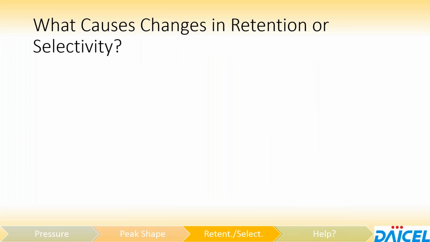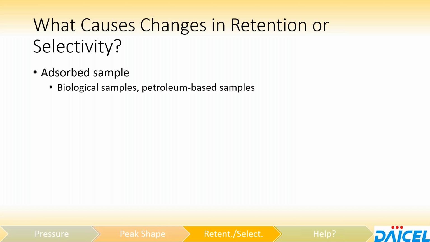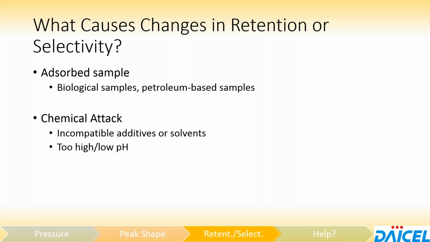So what causes changes in retention or selectivity? I mentioned adsorbed samples before when it comes to peak shape, because it can definitely manifest itself in peak shape. But biological samples, in particular blood samples, urine samples, cell extracts where there's a lot of cell debris, or petroleum-based samples where there are all kinds of sticky components, tend to get stuck on the columns and can cause changes in retention and selectivity.